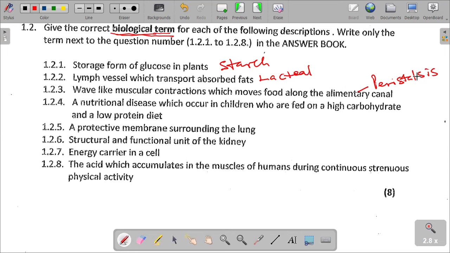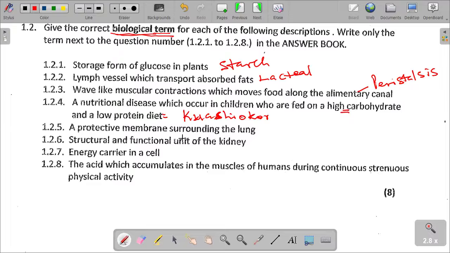A nutritional disease which occurs in children who are fed on a high carbohydrate and low protein diet. When children are fed food which has high carbohydrates and low proteins, it results in a condition called kwashiorkor, where the child has a big head, small neck, big stomach, and is also mass wasted, very skinny, pale, and so on. So it is called kwashiorkor.